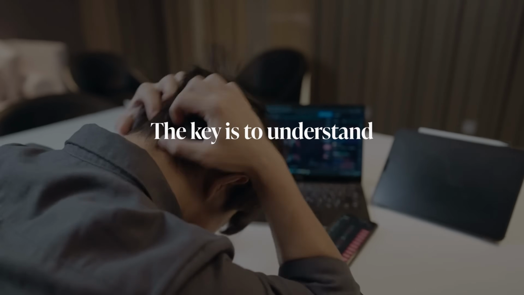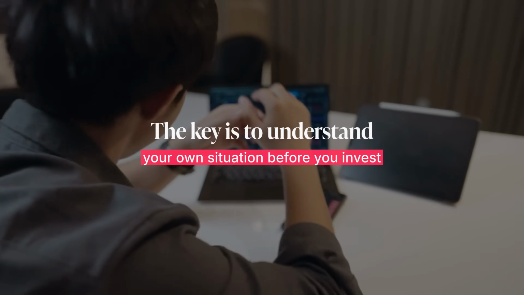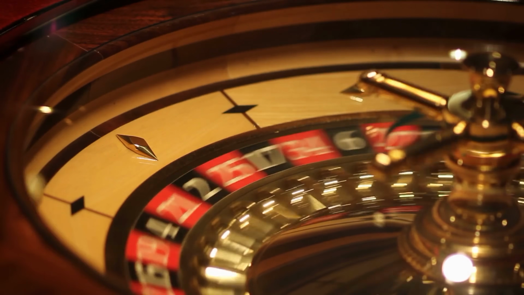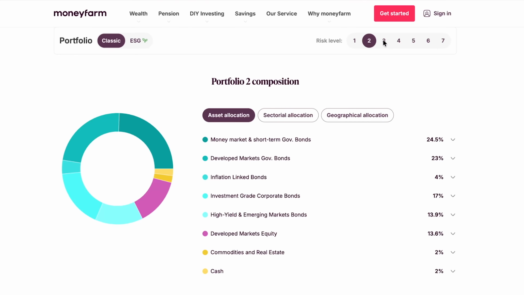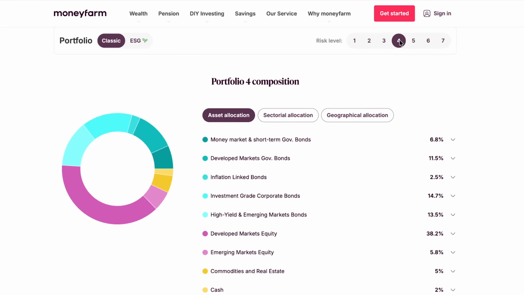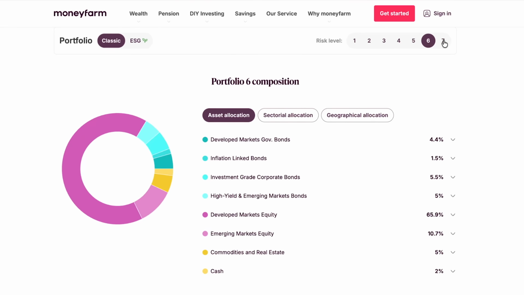The key is to understand your own situation before you invest and to make sure the level of risk you're taking on feels right for you. If you're not sure where to start, some investment firms, including MoneyFarm, offer managed portfolios where a professional team takes care of all the investment decisions for you, building a diversified portfolio that's matched to your goals and your attitude to risk.